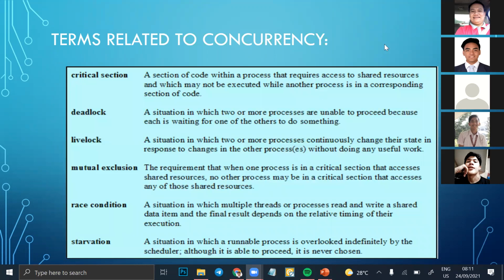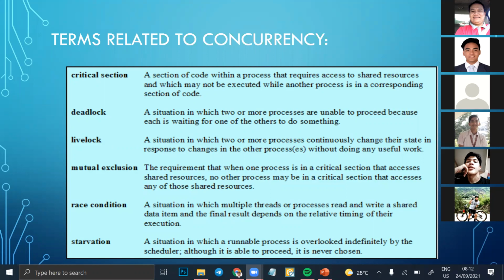So here are the terms that we need to understand which are related to concurrency. The first one is critical section. A critical section is a section of code within a process that requires access to shared resources, and which may not be executed while another process is in a corresponding section of code. So a critical section simply means that two applications will not be run at the same time. Only one application can be in the critical section.